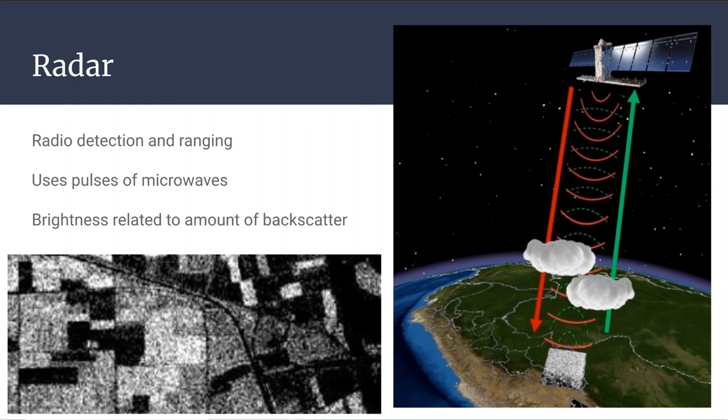If something gets scattered around, less of that energy is going to make it back up to the satellite, so you'll end up with a darker pixel. Finally, just like other objects, that energy can be absorbed as well. Also, if the energy is absorbed instead of reflected or backscattered, you'll end up with a low value there.